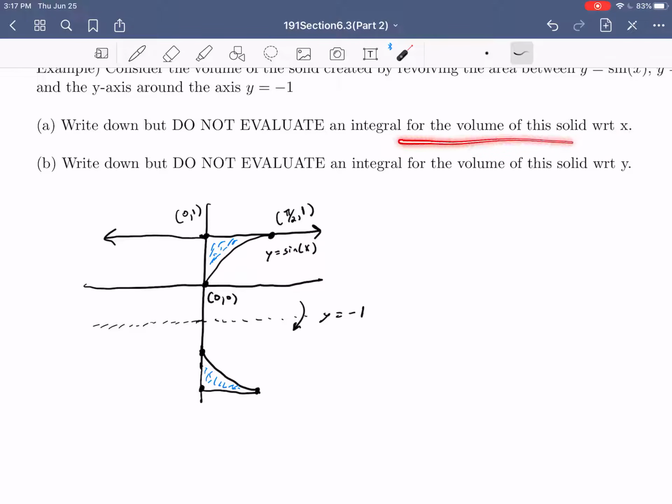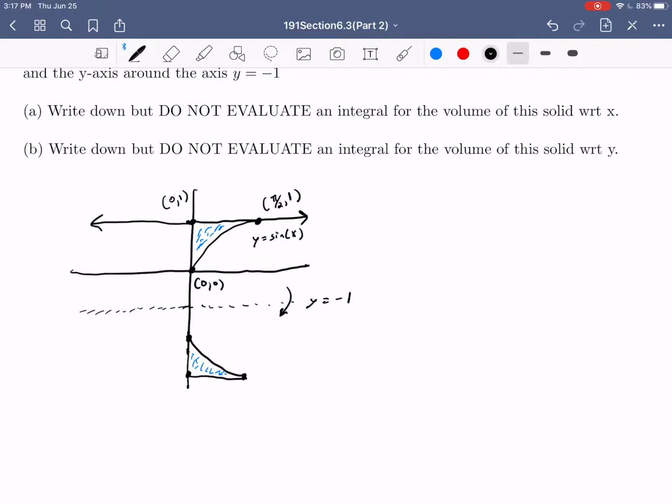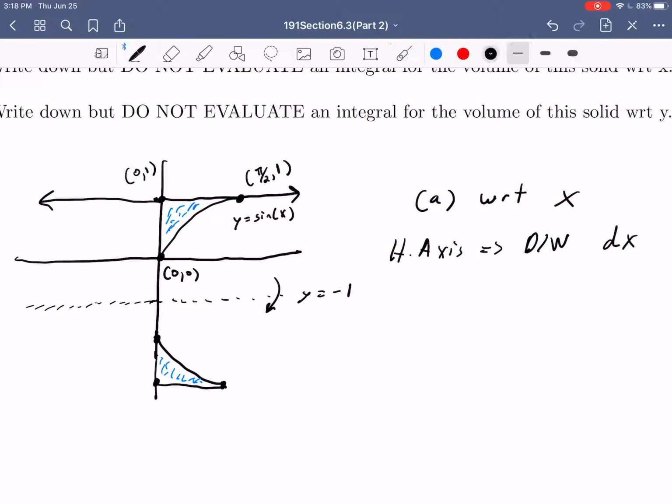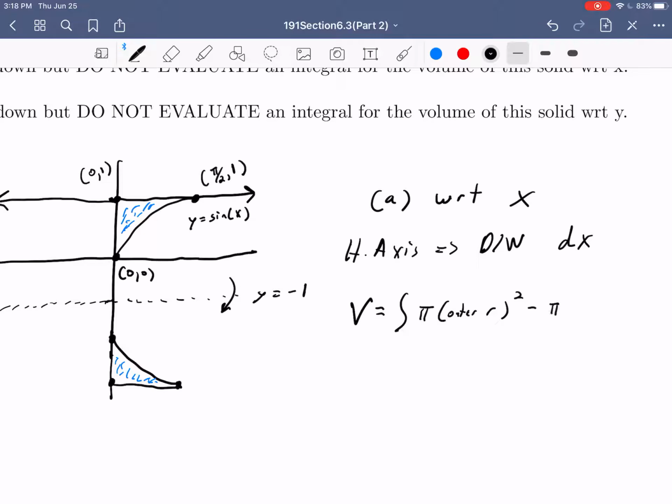Okay, so first thing we want to try to do is come up with a way of doing this with respect to x. So for A here, we want to work with respect to x. Since we have a horizontal axis, to work with respect to x, we need to use discs and washers. So for horizontal axis, discs and washers gives us dx here. So let's go ahead and write out the general formula then. It's going to be V the integral of pi the outer radius squared minus pi the inner radius squared.